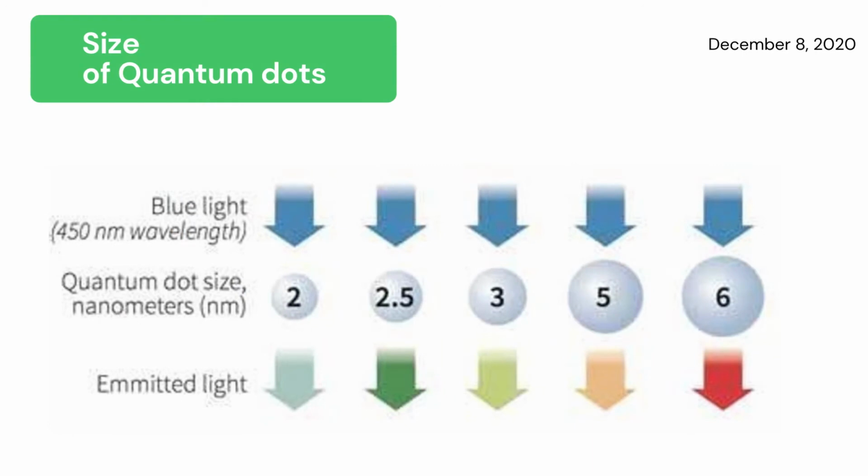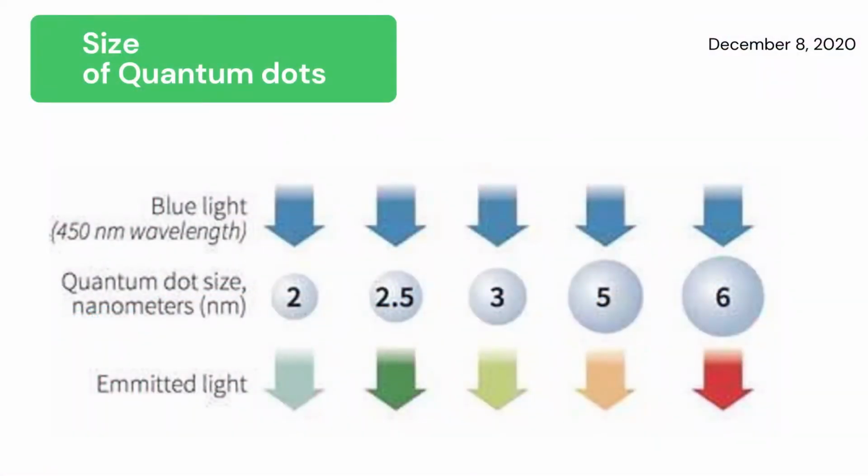As we have discussed in previous slides, quantum dots are nanoscale man-made crystals that have the ability to convert the spectrum of light into different colors. Each quantum dot emits a different color depending on its size. So here we have different sizes of quantum dots, like 2 nanometer, 2.5 nanometer, 3 nanometer, 5 nanometer, and so on.